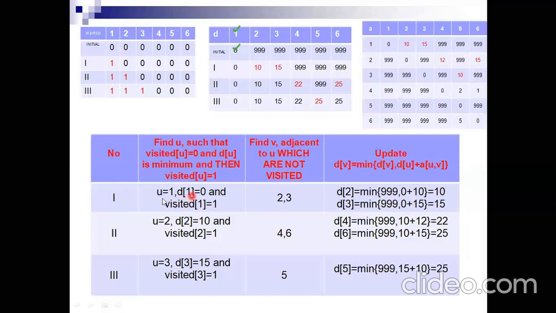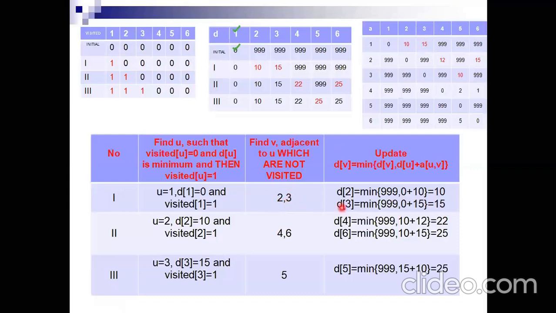Which are the vertices adjacent to U which are not still visited? U is 1, so the vertices adjacent to U are now 2 and 3, whose weights are 10 and 15. You can see 2 and 3 are still not visited, so I should consider both. Next, update the value of dv.